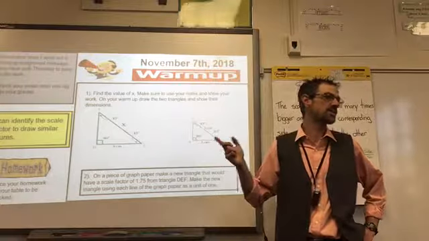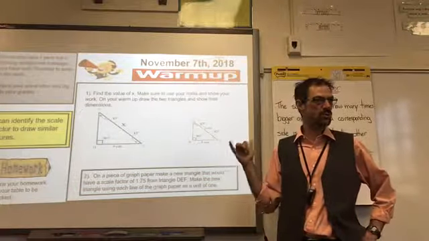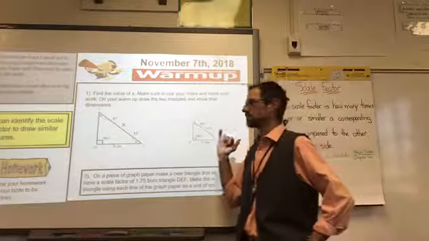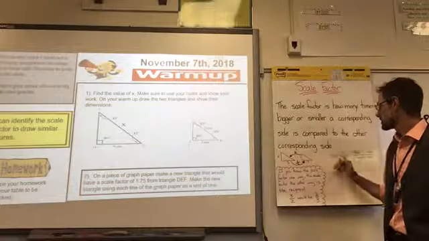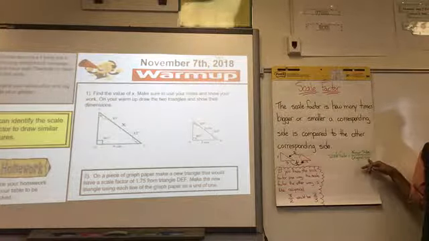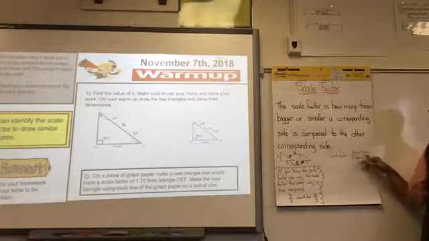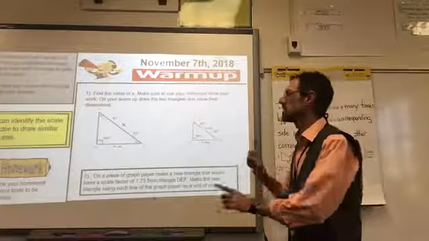First thing I have to do is identify which is the new and which is the original. Okay, that's the language that we're using. So which shape would be my denominator and which shape is my numerator? Because if I remember, scale factor is going to be the new side divided by the original side. And remember, these have to be corresponding sides. So talk to your partner about which is which.